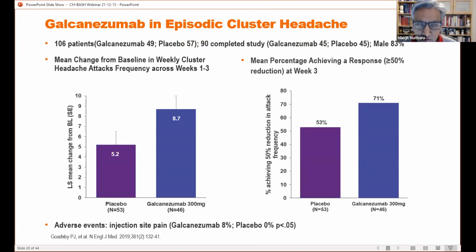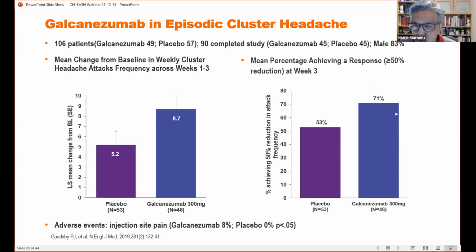Now, what's new in the field is galcanezumab. Galcanezumab is a CGRP monoclonal antibody, and Lilly tried this out in episodic cluster headaches at a dose of 300 milligrams per month, which is much higher than the dose used in migraine. And what they showed was that there was a clear benefit.